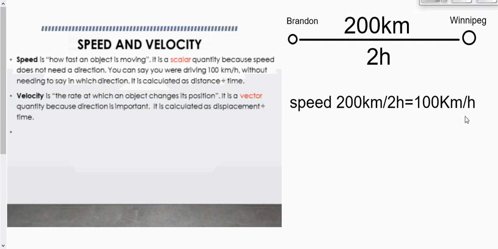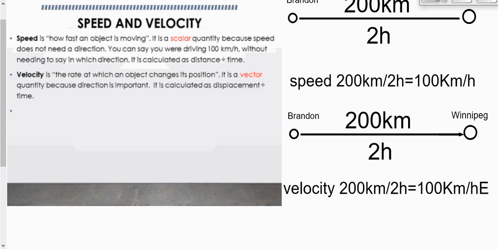When we say per hour, this is the divide sign. It means that in every 1 hour we traveled 100 kilometers. Because we had to travel twice as much distance, it took us twice as much time. Speed is always calculated as distance divided by time.